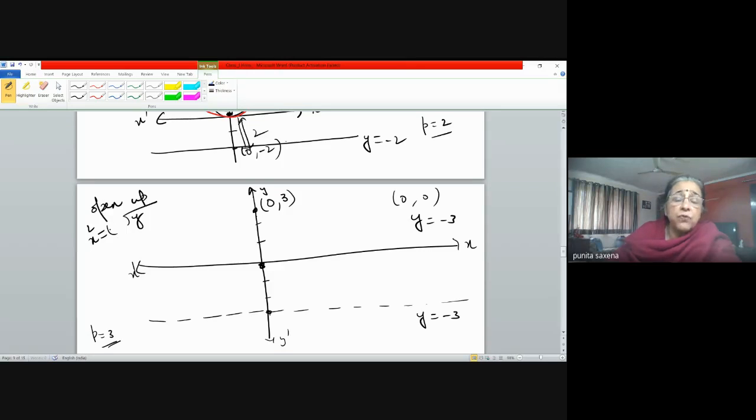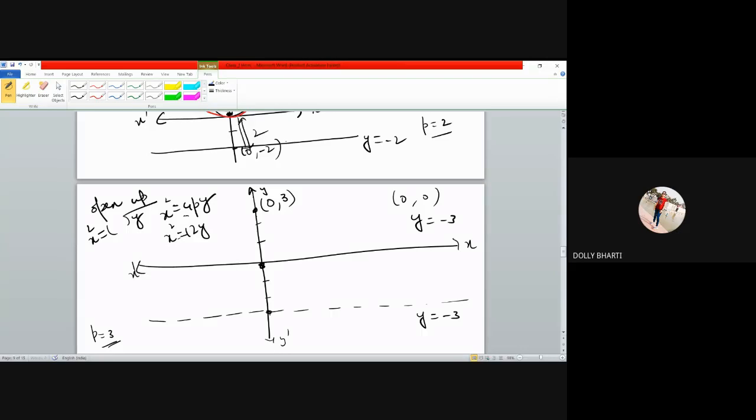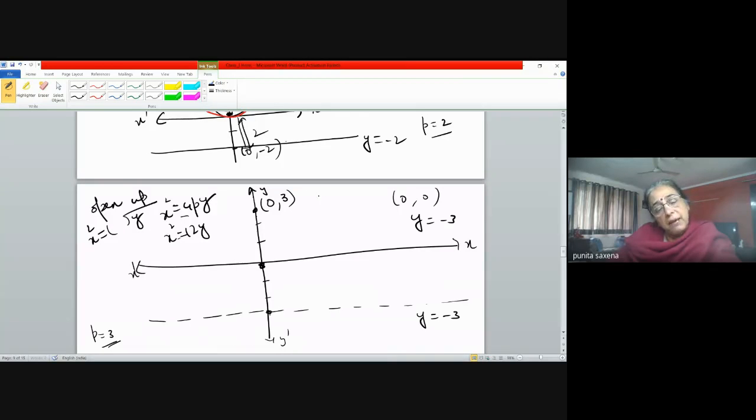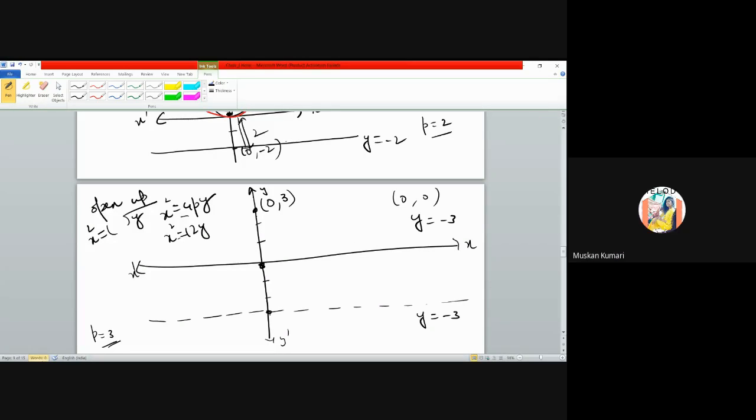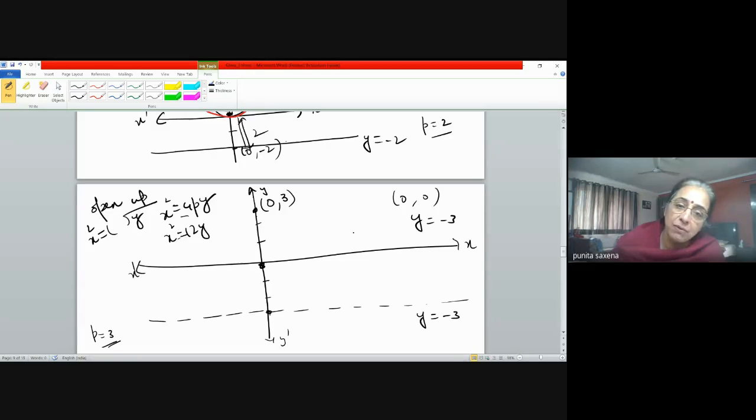So how much is 4P? See, equation कैसी होनी चाहिए हमारे पैराबोला की? x square equal to 4py. So x square equal to 12y. That is your parabola which is going to open up with vertex 0, 0 and directrix y equal to -3. Is this okay now?